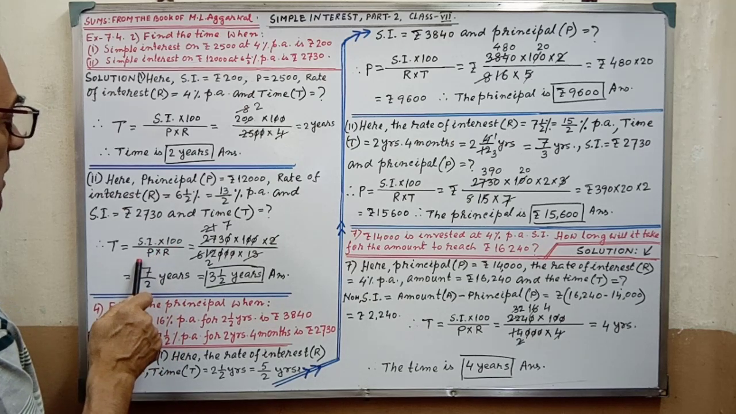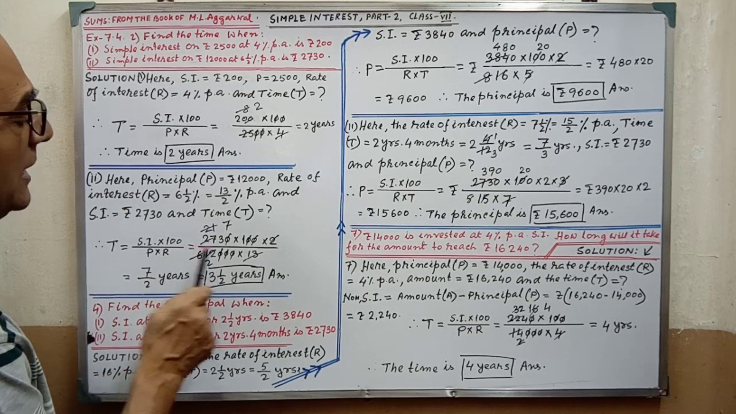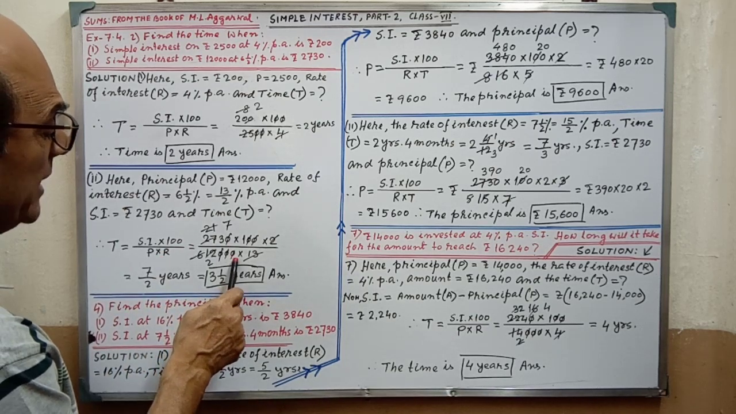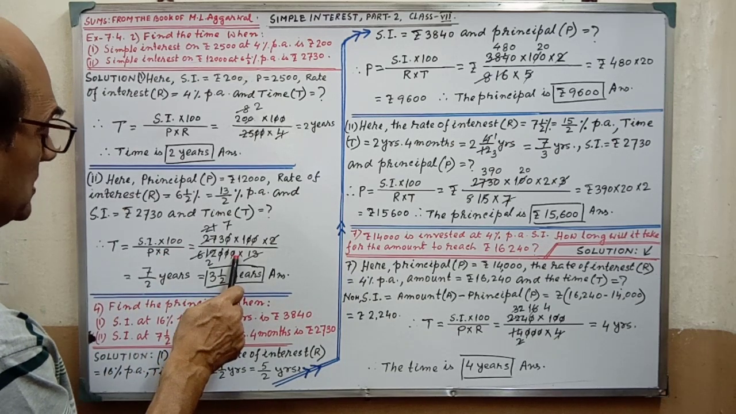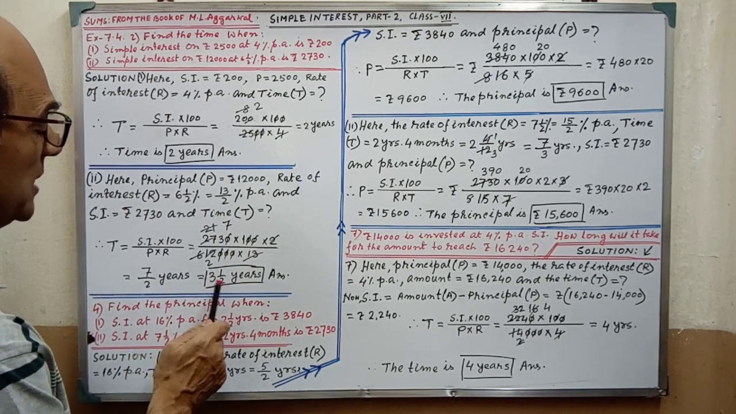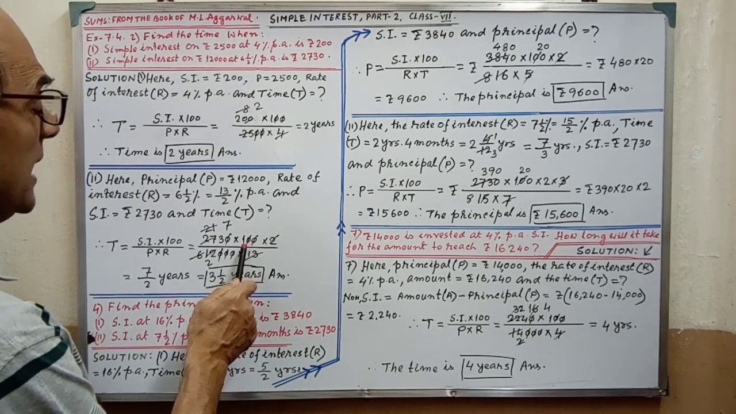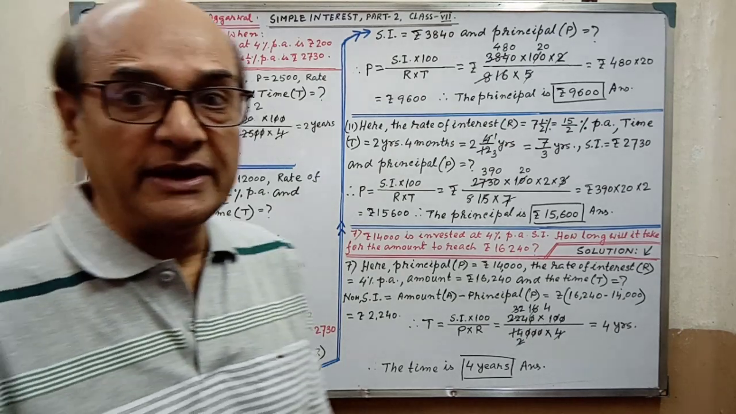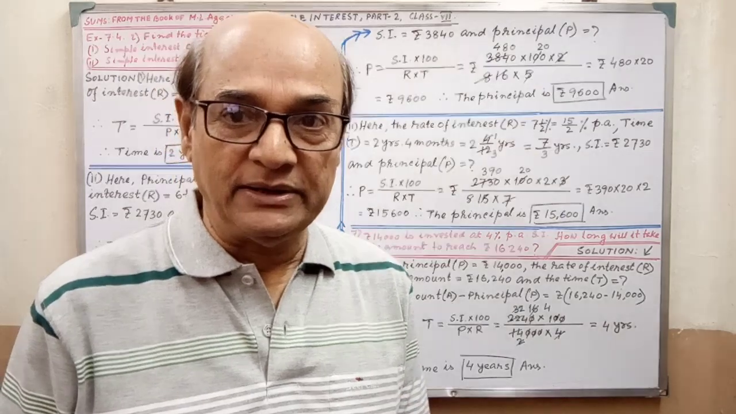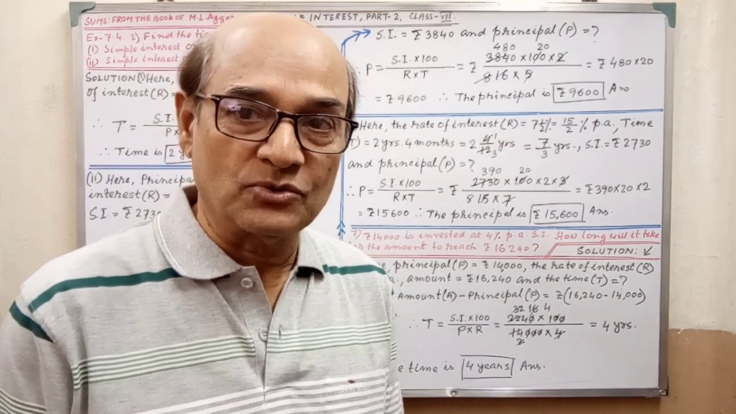Time equal to that, by applying the formula. Then you have to put the relevant values. After putting relevant values, you have to simplify. By simplifying, we are getting 3.5 years. This calculation, you take the screenshot. After taking the screenshot, then you will observe the calculation.